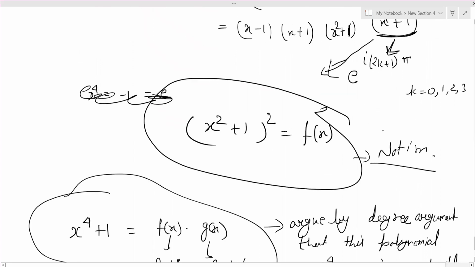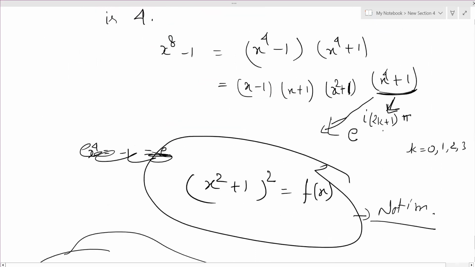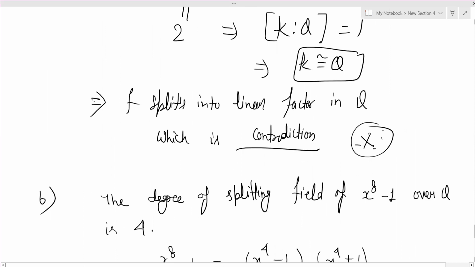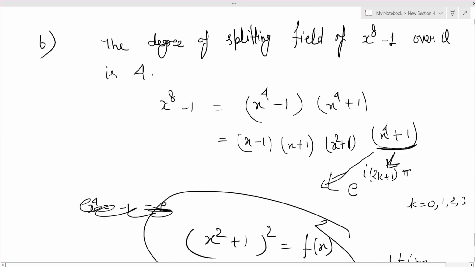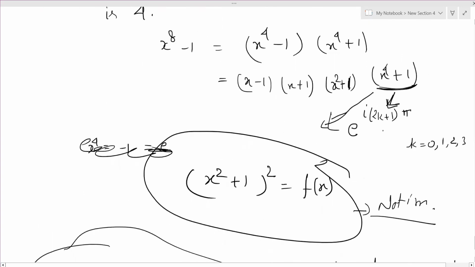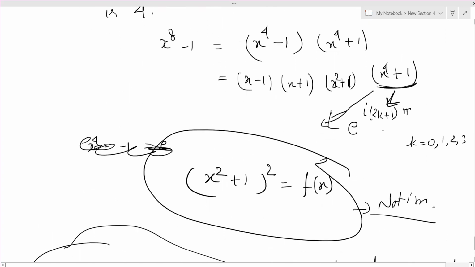Okay, so if this is irreducible, then what? Now if you want to say that this is a 4th degree extension, you need to show that all these roots are also there in the splitting field of this polynomial x to the power 4 plus 1. Obviously 1 and minus 1 will be in Q. You only need to show iota is also there in that one. How will you show?